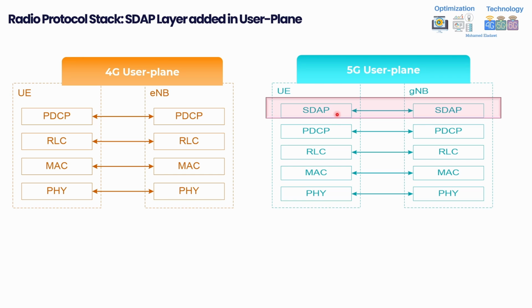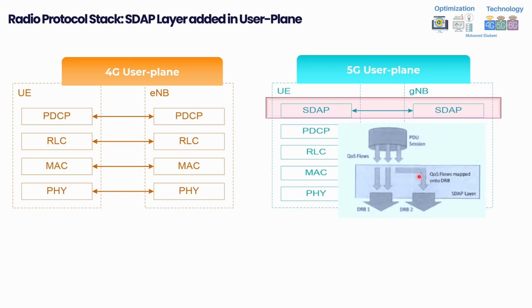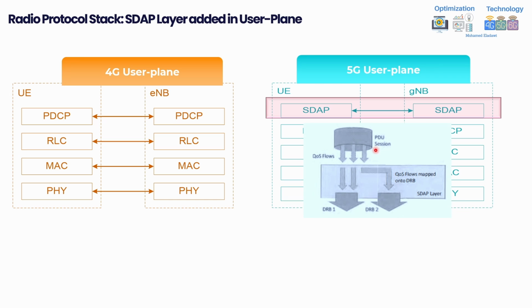and SDAP stands for Service Data Adaptation Protocol. As I mentioned in the previous slide, the primary function of the SDAP layer is mapping each quality of service flow into a specific radio bearer. And as mentioned again, we can have multiple quality of service flows mapped to a single bearer, or we can have one-to-one mapping.